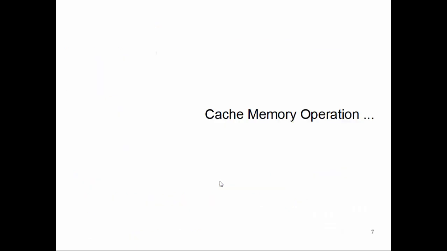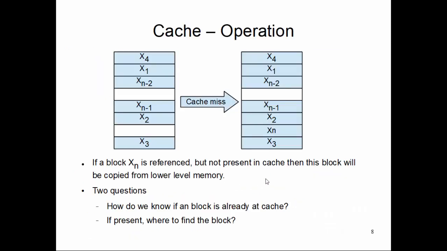So with this computation, now let's look at the cache memory operation. What happens?